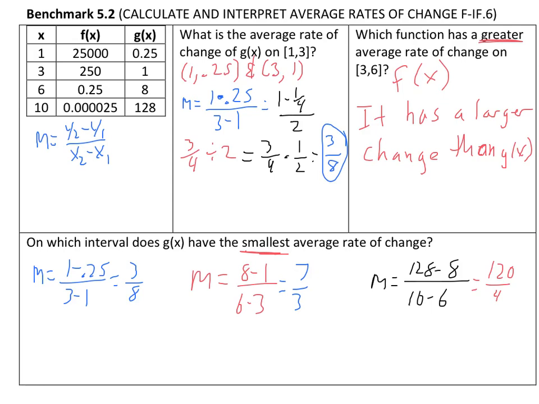So my answer for this one is the interval 1 to 3. This is the smallest of all 3 changes. Be very careful. You can't just look at these. You have to also compare and find the slopes on that one. If you had the graph, it'd be even easier.